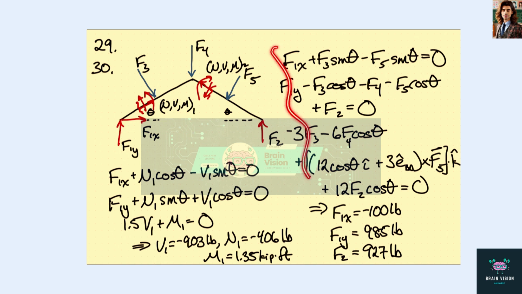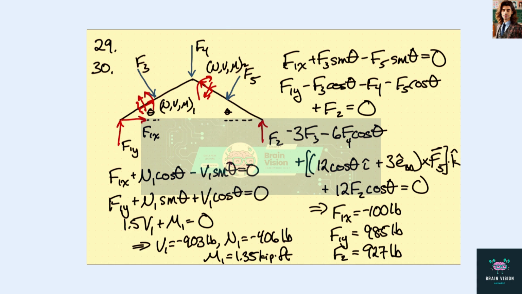These 3 equations have 3 unknowns, and they tell us that F1x is minus 100 pounds, F1y is 985 pounds, and F2 is 927 pounds. And that makes sense because this load is bigger than this load. So there's not symmetry in this problem, because this has 800 pounds and this is 600 pounds.